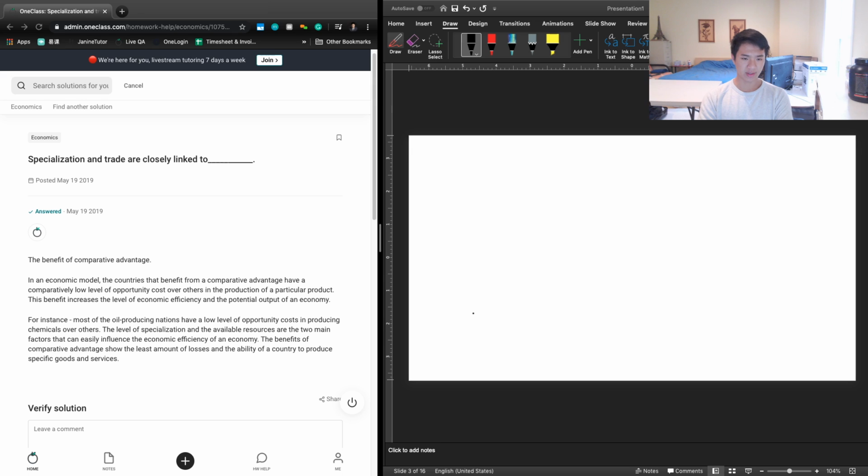The level of specialization and the available resources are the two main factors that can easily influence the economic efficiency of an economy. The benefits of a comparative advantage show the least amount of losses and the ability of a country to produce specific goods and services.